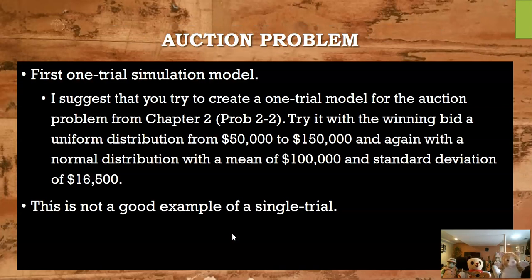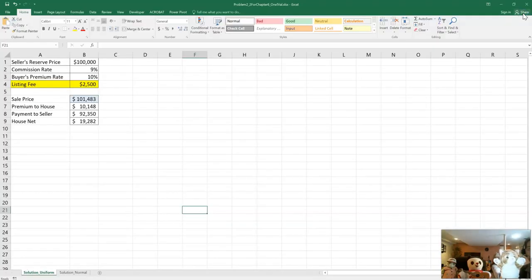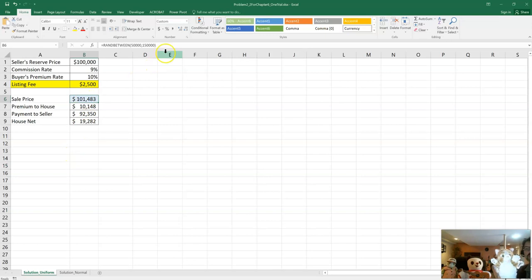We said take the auction house problem, problem 2.2, and just put in two different distributions for the winning bid. So here it is. I said to put in a uniform distribution, uniform between 50,000 and 150,000. So all you had to do is use the RANDBETWEEN function and make it RANDBETWEEN 50,000 and 150,000. So every time you hit the F9 key, you get a different trial.